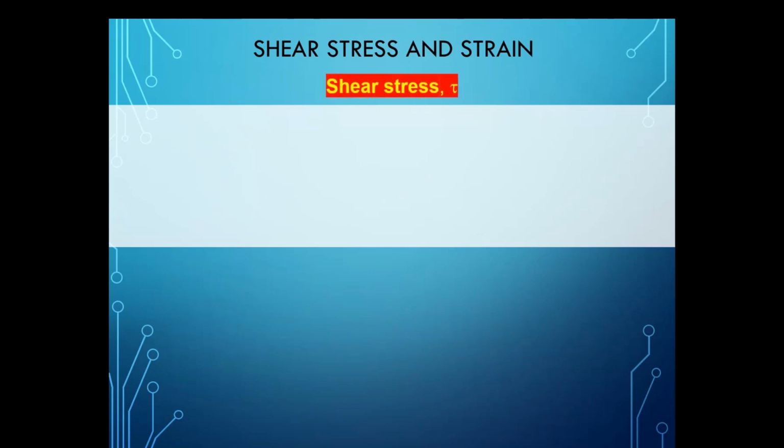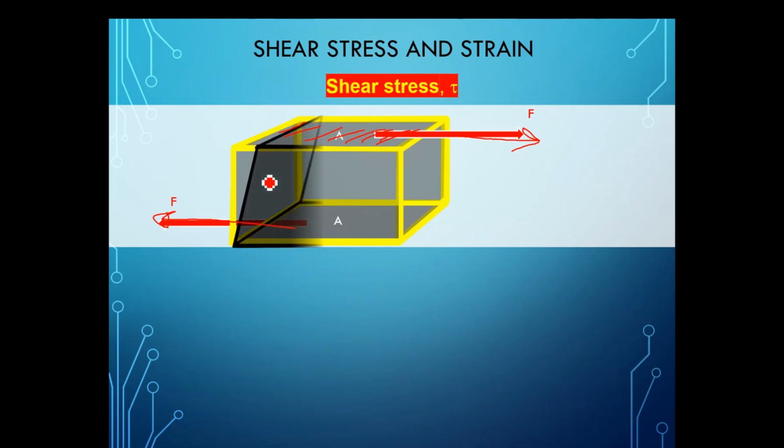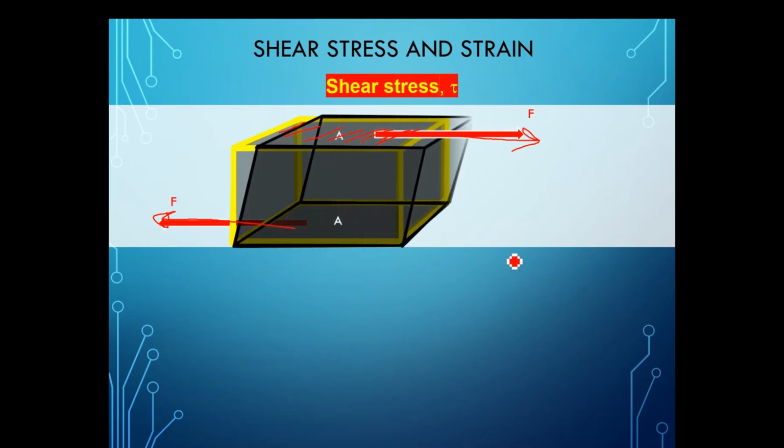Shear stress, again, stress is a relationship of force and area. If you have this metal block and you apply the load along the area, parallel to the area, you would essentially have a sample moving in this manner. So how do you define shear stress?